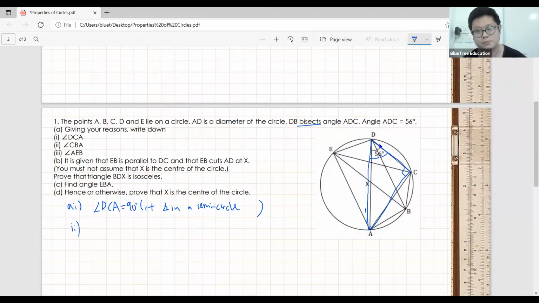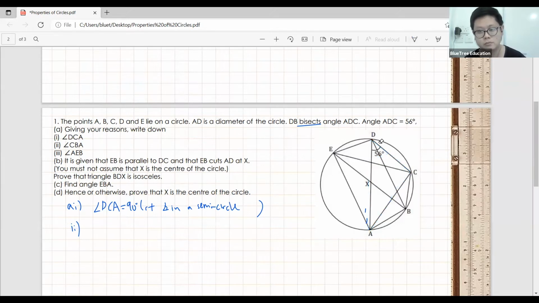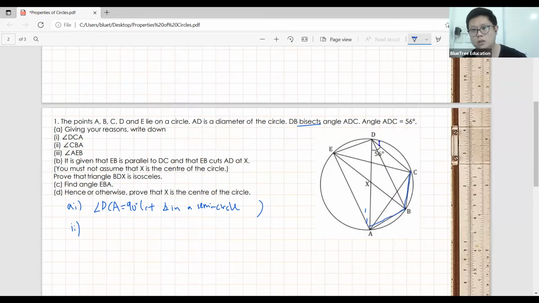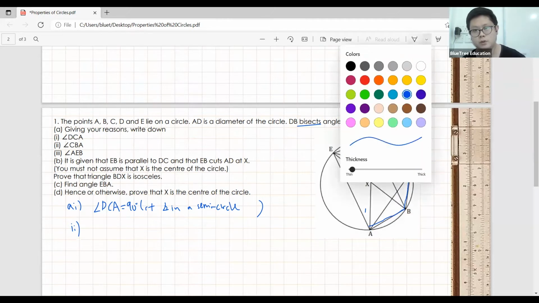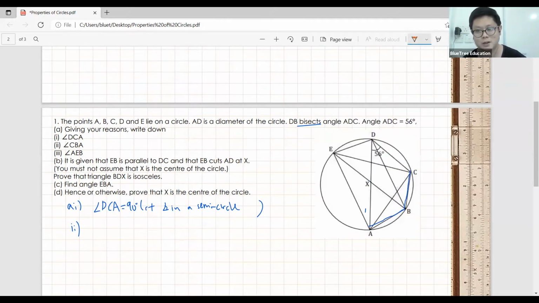All right, second one. Find angle CBA. CBA is here. What kind of point of view should we be focusing on? Do you have any ideas? Do take some time. Sometimes you might have to pause the video for a little bit, to give yourself a challenge to see if you can solve before I do.